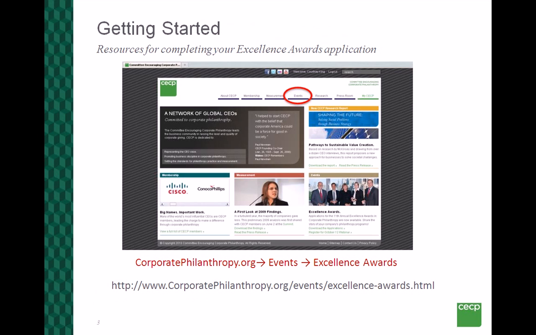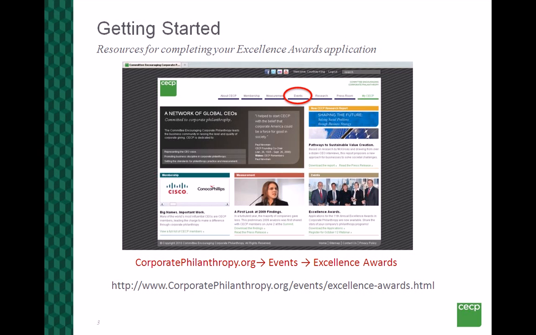CCP has provided resources for you on our website, corporatephilanthropy.org, to help you to learn about the Excellence Awards and to prepare your applications. We invite you to explore all of the available content. To view these materials, which include background information about, and videos of past winning programs, the selection committee listing, photos from past awards events, and the applications themselves, which can be downloaded from our site.